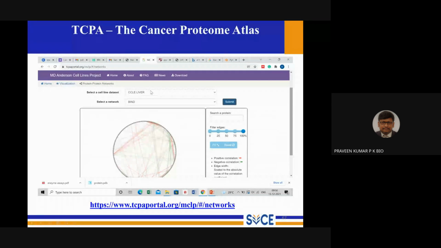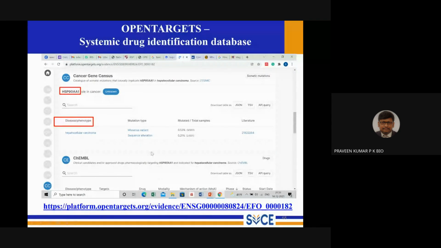You can find it for almost all kinds of diseases. Whatever diseases they have deposited, you can find in the form of a data set. You can select it and even choose the type of network to find the information. For this, simply type TCPA, The Cancer Proteome Atlas, portal.org. And similarly, you can find Open Targets. If you want to get some target information, you can go to this platform. The most important databases are the Cancer Genome Atlas, the Cancer Proteome Atlas that I showed, cBioPortal, and mycancergenome.org. So these are common portals, but we also have exclusive portals for specific diseases.